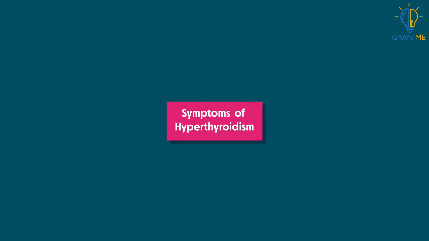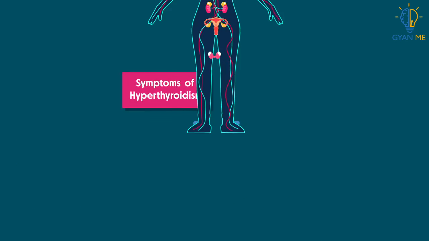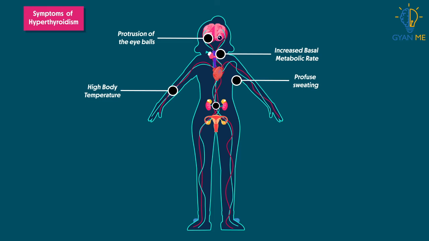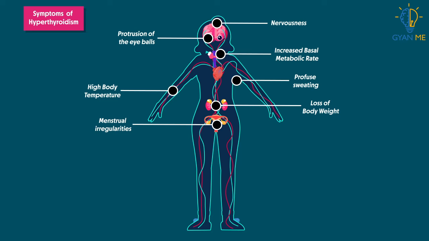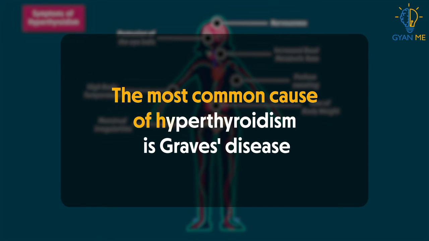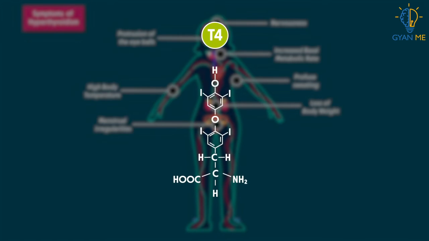The important symptoms of hyperthyroidism are protrusion of the eyeballs, increased basal metabolic rate, high body temperature, profuse sweating, loss of body weight, increased appetite, nervousness, and menstrual irregularities. The most common cause of hyperthyroidism is Graves' disease. It is an immune disorder in which thyroid produces too much T4 hormone.